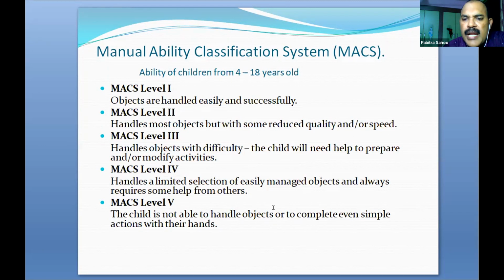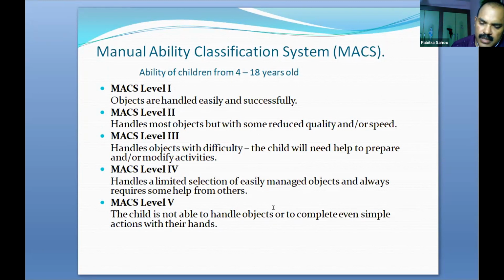Child is not able to handle any object or complete even simple action with their hands. So this is completely dependent. Child is max level 5. So this is a simple functional evaluation of the upper limb for assessment of disability. This is especially used for children of 4 to 18 years old age.